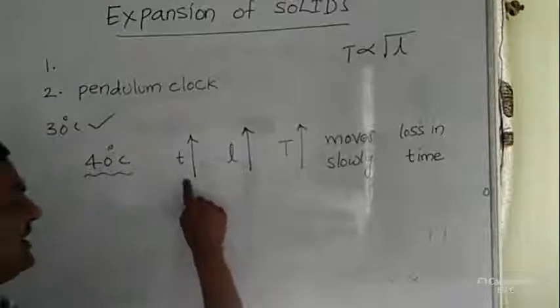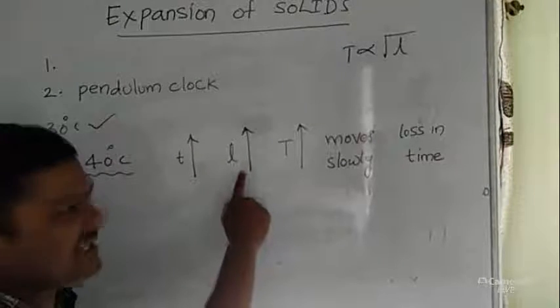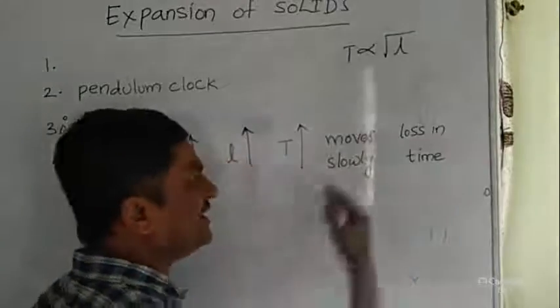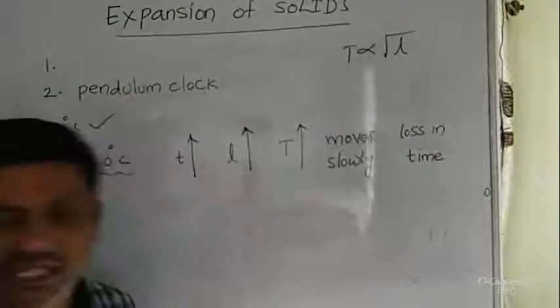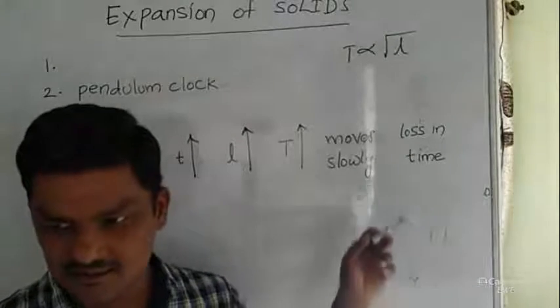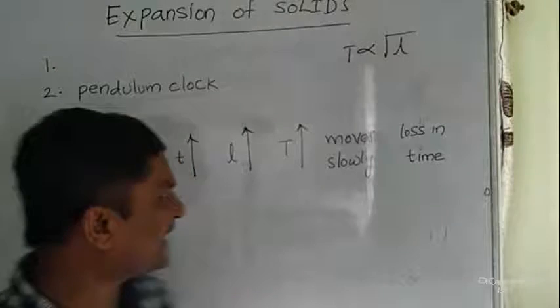So as temperature increases, the length of the pendulum increases, hence the time period increases. So the watch moves slowly, there is a loss in time. After that I discuss, I calculate the loss in time.